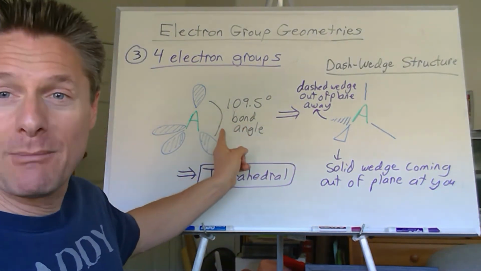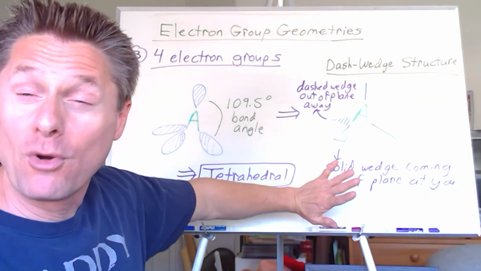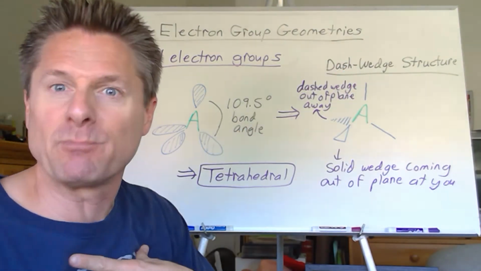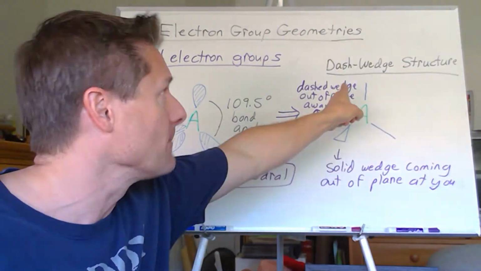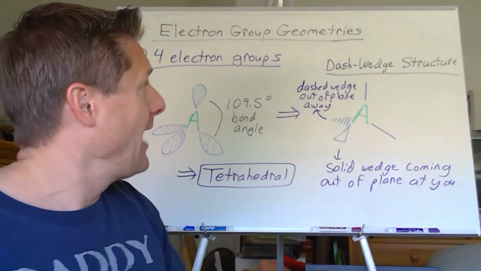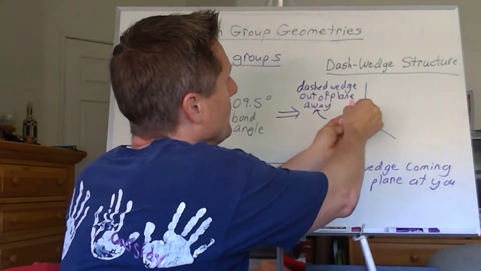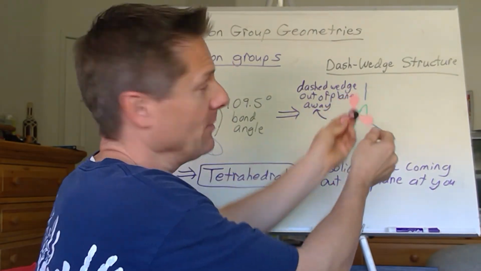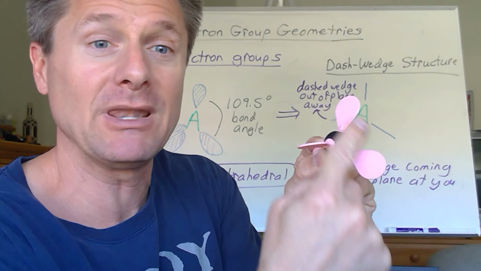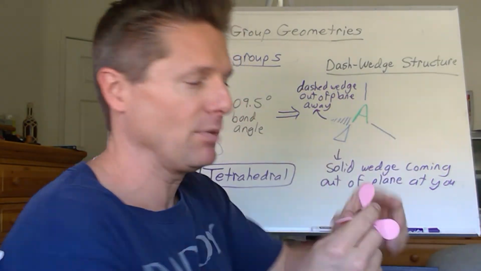Now, how do you draw a 3-dimensional structure on a 2-dimensional surface like a board or your piece of paper? We need a dash wedge structure, which I call a VSEPR structure. So if I say, hey, draw a VSEPR structure, I mean the dash wedge structure. So you just draw your central atom, and this would represent 1 coming straight up, right? So that one's coming straight up. This one's coming straight out. Those are in the same plane, right? These mean they're in the same plane.